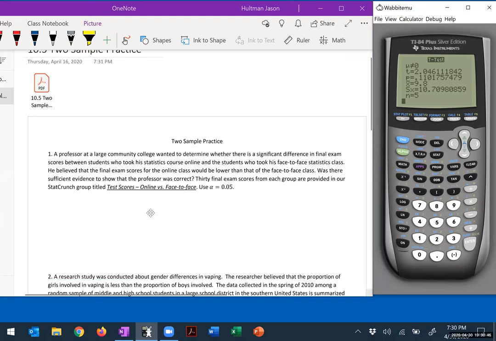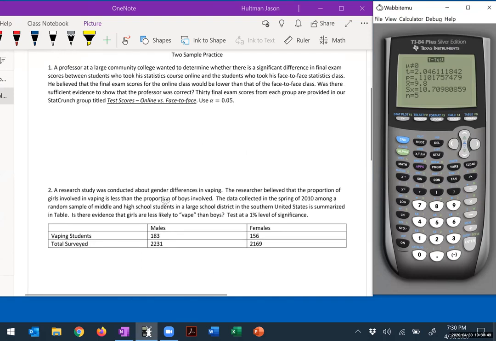Okay, let's go over our 2-sample practice here. Okay, a professor at a large community college wanted to determine whether there was a significant difference in the final exam scores between the students who took his statistics online class and the students who took his face-to-face statistics class. He believed the final exam scores for the online class would be lower than the face-to-face. Okay. Was there sufficient evidence to show the professor was correct? 30 final exam scores from each group are provided in StatCrunch group.